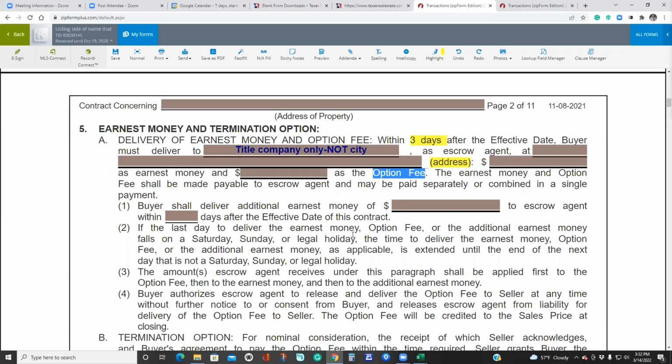But is the option fee refundable? Anybody can answer that. Is the option fee refundable? Anybody? Chat, unmute. Sandy. I believe. All right, you went dead. All I got was I believe.